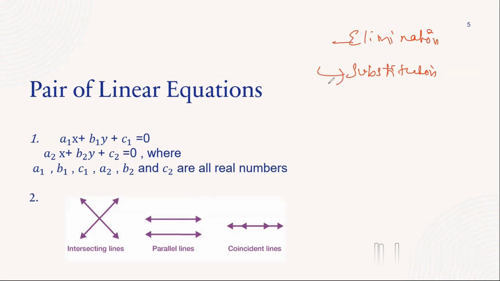The third method, the cross multiplication method, is related to your portion. So we will discuss it in another video. So let's talk about these two methods first: elimination method and substitution method.